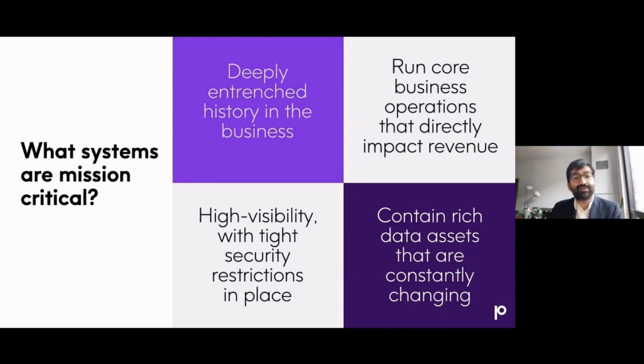I would say that a mission critical system are those systems that are deeply entrenched in the history of the business, meaning there are a key set of core applications that have been in a deployed state for quite a while. So there's a lot of subject matter expertise that's been developed in these systems, and they continue to run core business operations. These are core business operations that directly impact revenue. You're a bank. Your ATM transactions are typically going through a mainframe backend.